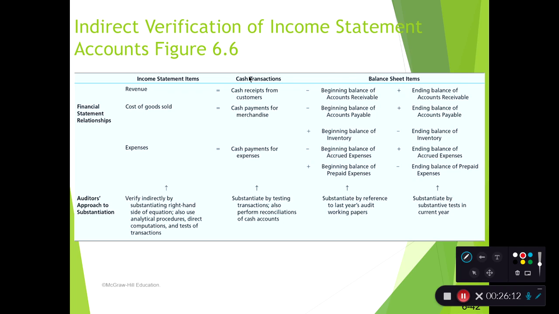Find revenue by taking cash receipts from customers minus beginning balance of AR plus ending balance, or another way to say that is plus the change in AR, right? Because that's just ending balance minus beginning balance. Okay, so that's just the algebra there.